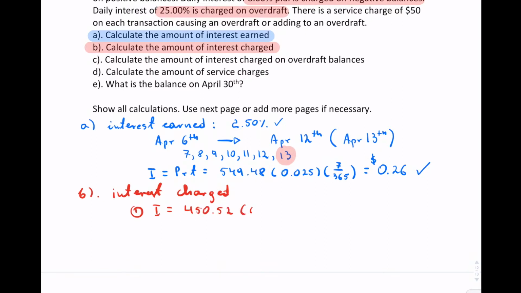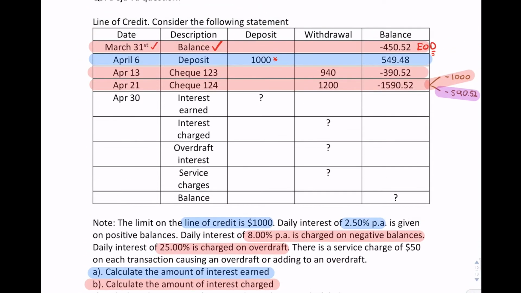450.52. Interest is 8%. And now, how many days? So again, you're going to start from the first day. April 1st would be 1. Then 2nd, 3rd, 4th, 5th. So 5 days in total. Again, why? Because April 6th already has a new balance.